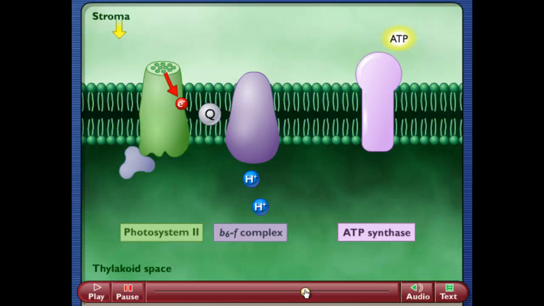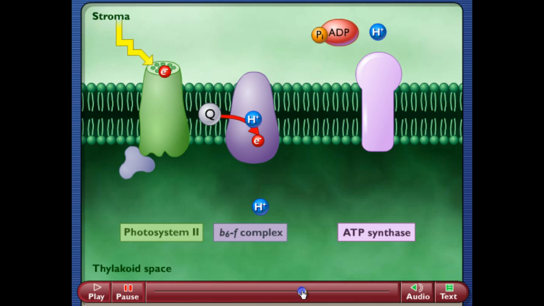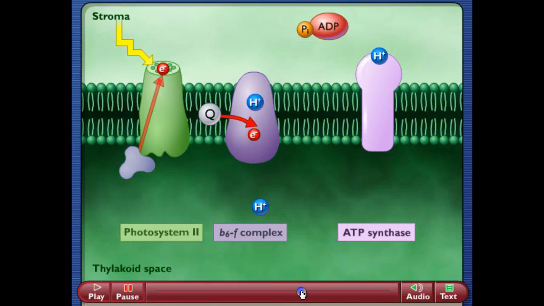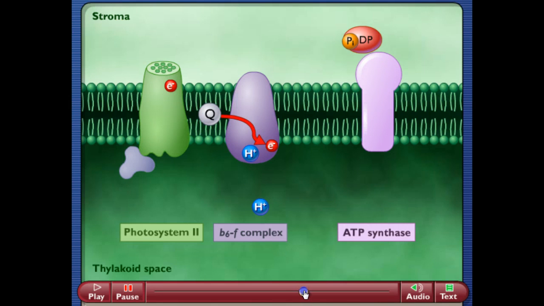Now, we call this process photophosphorylation. Photophosphorylation. P-H-O-T-O-P-H-O-S-P-H-O-R-Y-L-A-T-I-O-N. Phosphorylation simply means to add a phosphate. So ADP is phosphorylated using this hydrogen ion, right, to provide the energy into ATP in step 5.